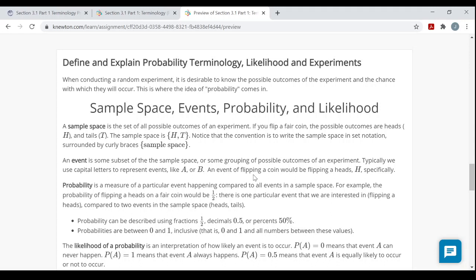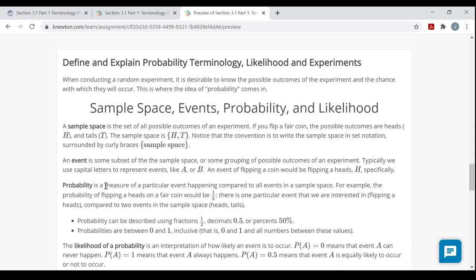An event of flipping a coin would be flipping a heads. So if I said, what's the probability of this event? Well, we'll talk about probability here in a second. But an event is just a collection of possible outcomes, not necessarily all of them.